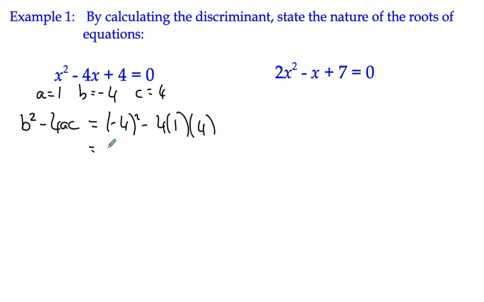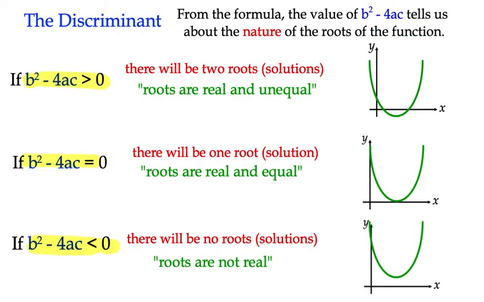So negative 4 squared is 16. Subtract, or negative 4 times 1 times 4 is negative 16. And that gives us the answer 0. b squared minus 4ac equals 0. You go back to your table. Hopefully you've got it written down.